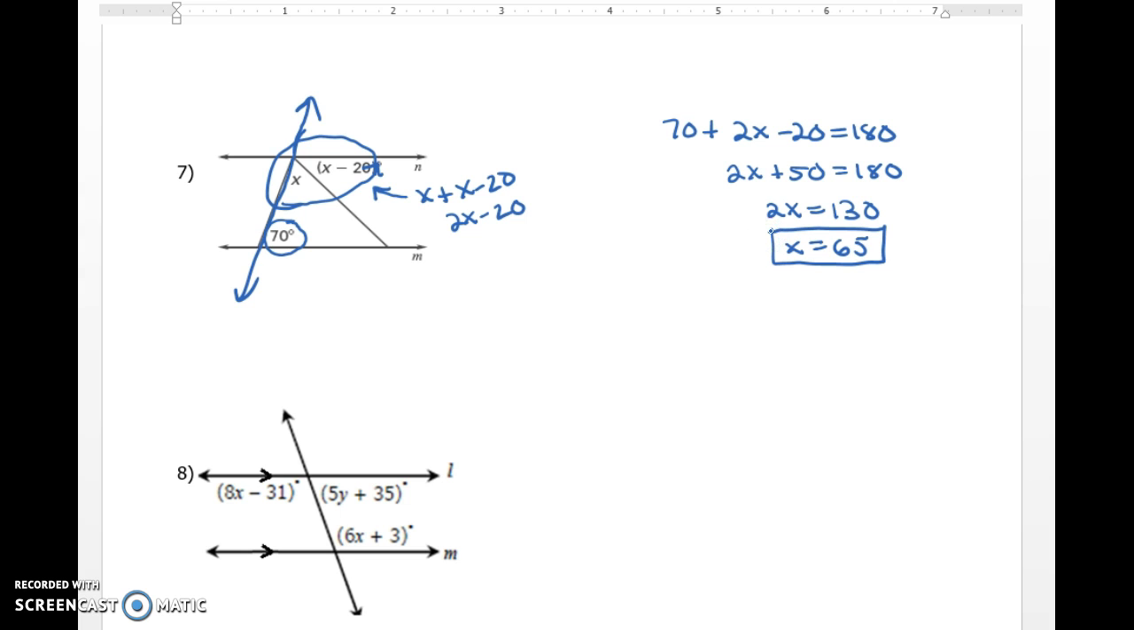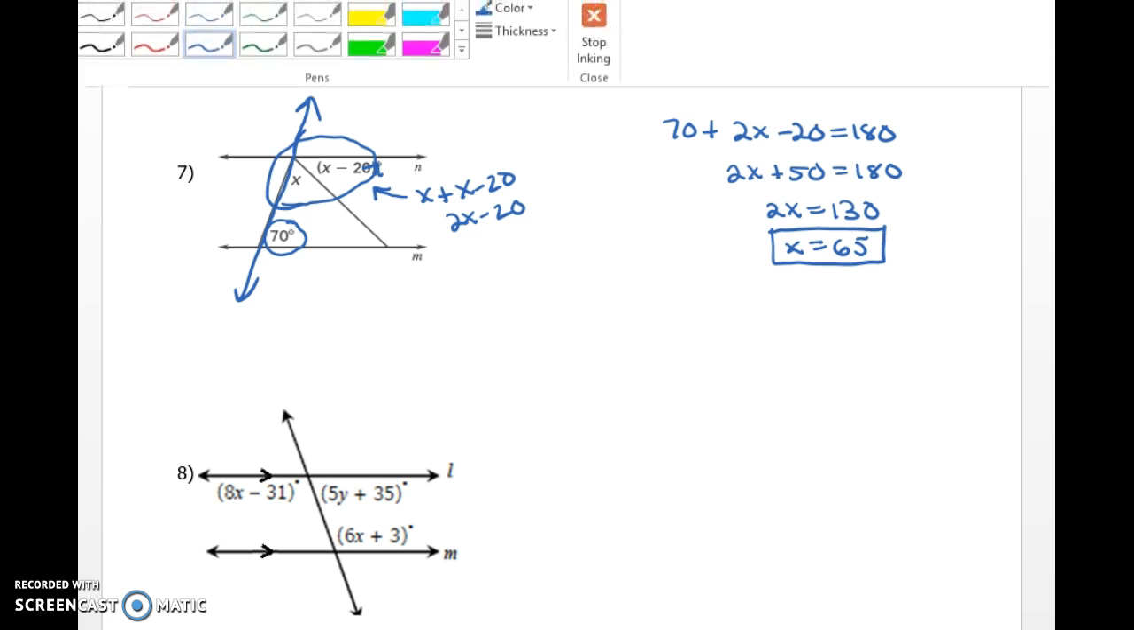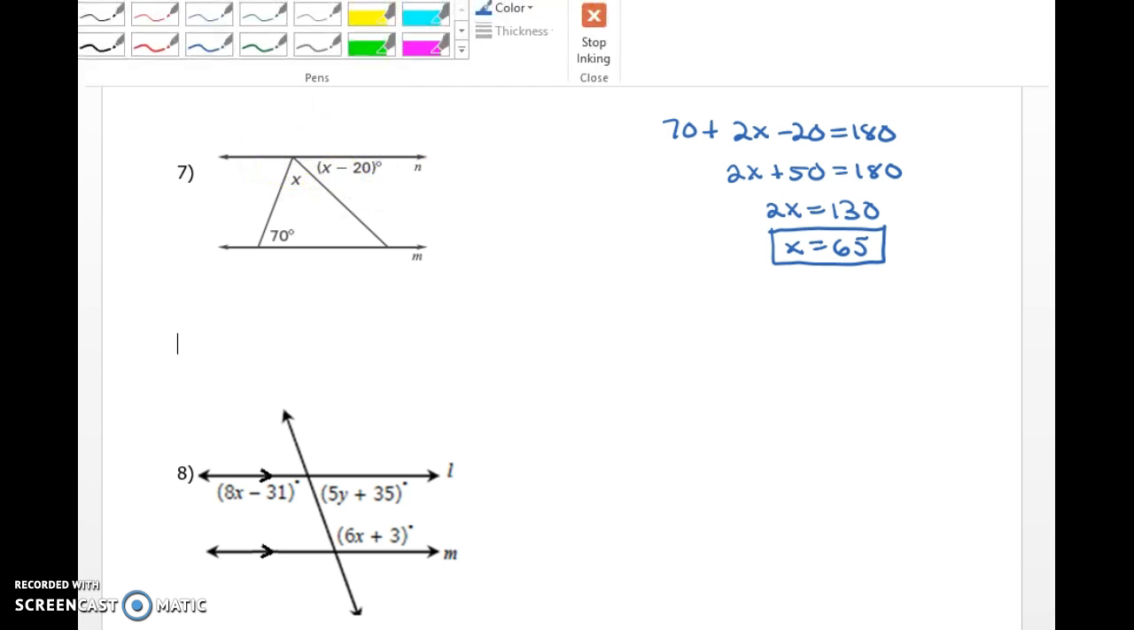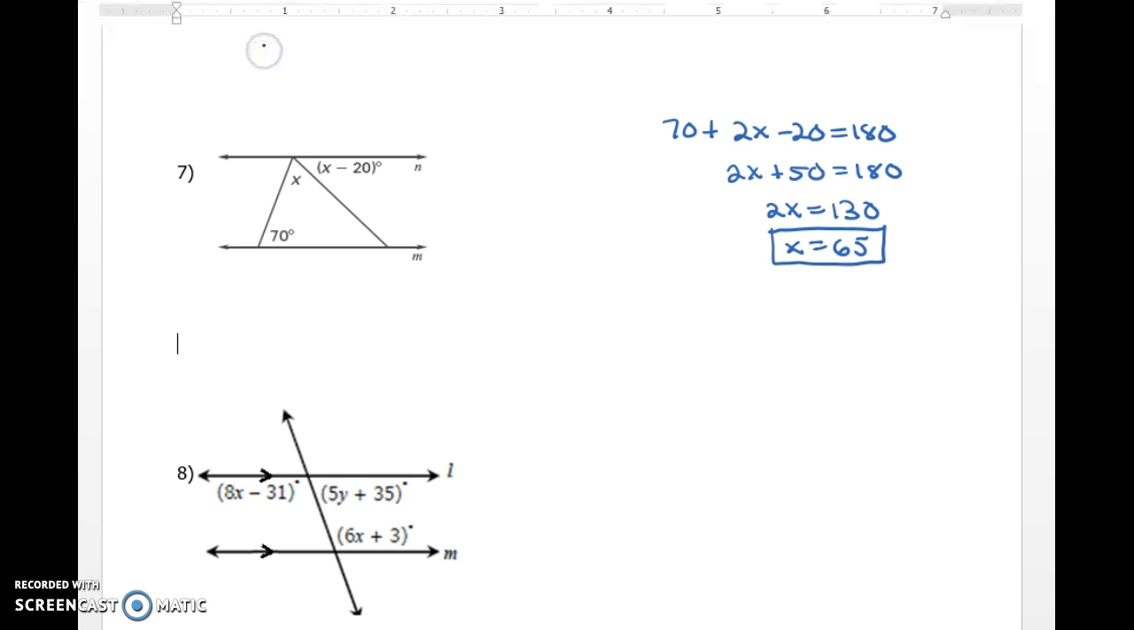Okay, so now we could do that a different way. So I'm going to show you how you would do that. So I'm just going to erase what I have. And we can use a different color. Okay, so if you're focusing on this transversal, another thing that you could have done is said that if this angle is 70 degrees, then this angle would also have to be 70 degrees because these are alternate interior angles. So that would be 70 over here.